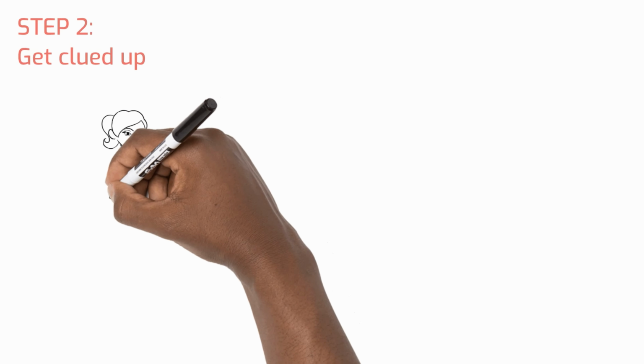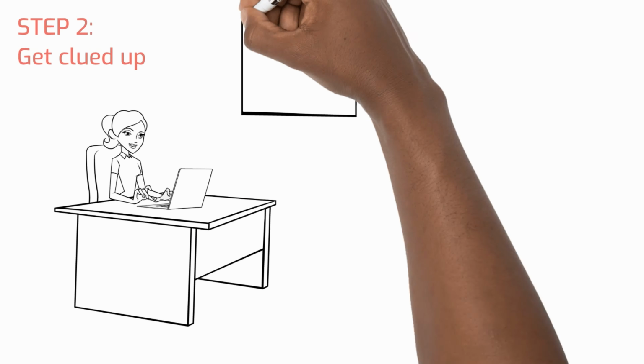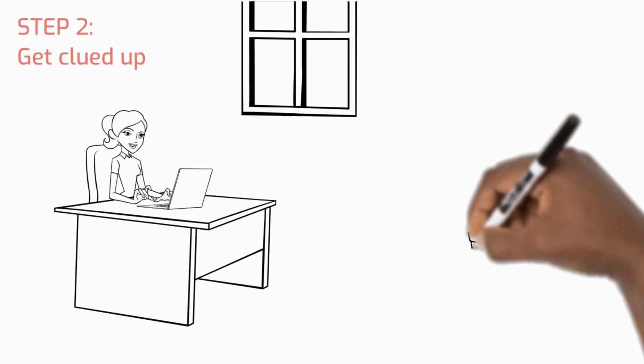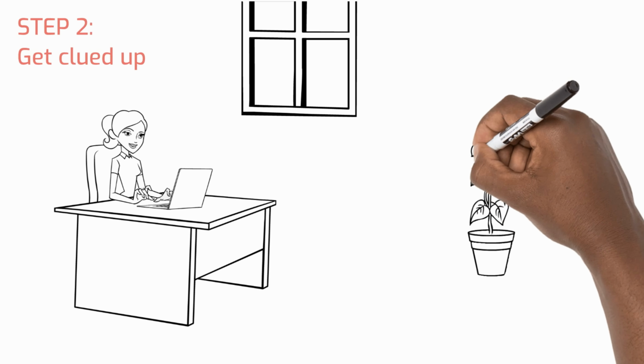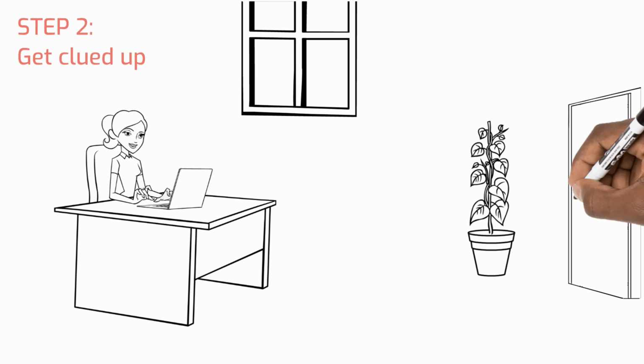Step 2. Get clued up. Watch our videos on permissions, lay summary hacks, things to avoid, and check the How It Works page of our website for written guides such as the Guide for Authors.